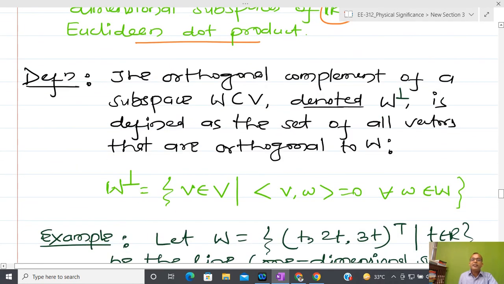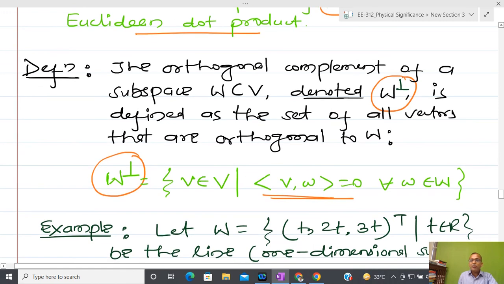Okay, now another definition: the orthogonal complement of a subspace W that is a subset of V. The orthogonal complement of a subspace W of V is denoted by W-perp, and it is defined as the set of all vectors which are orthogonal to W. So whenever we are talking about W-perp, I have to select all vectors v, and in order to check the orthogonal complement, I have to check that all vectors of the subspace W and this vector v are perpendicular to each other, meaning the inner product is equal to 0.